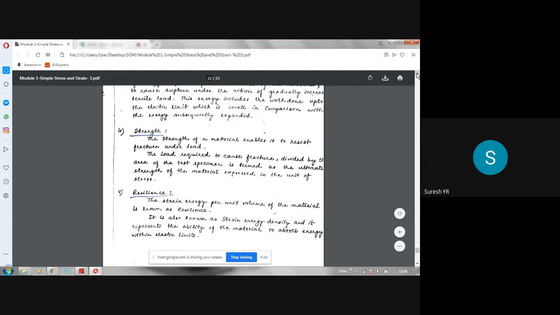Compound bars, both thermal stresses as well as those subjected only to tensile or compressive force, that also we discussed. I think I have taken some 14, 15 classes for this. So it's a very, very important chapter, module 1. You should be thorough with the stress and strain concept and all the elastic constants, rigidity modulus, shear modulus, bulk modulus, Young's modulus, Poisson's ratio, then what is volumetric strain, what is thermal stress, all those things. That's why I did it in detail, some 14, 15 classes.